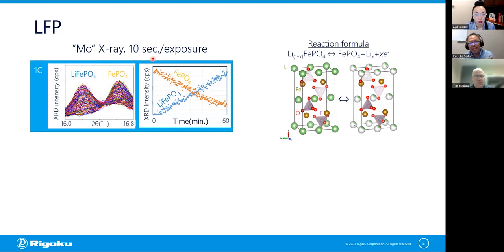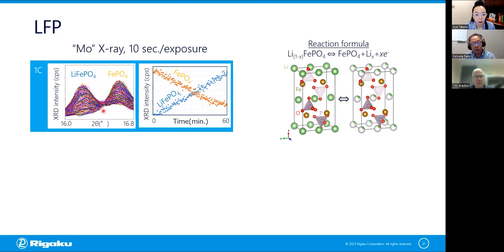What we try to see is how the X-ray diffraction intensities from both states change, like lithium iron phosphate, where the lithium is 100% intercalated in the iron phosphate structure, and iron phosphate, where lithium is completely moving out. So we see how the intensity between the two peaks is exchanged while charging, and the discharging experiment is done by potentiostat.